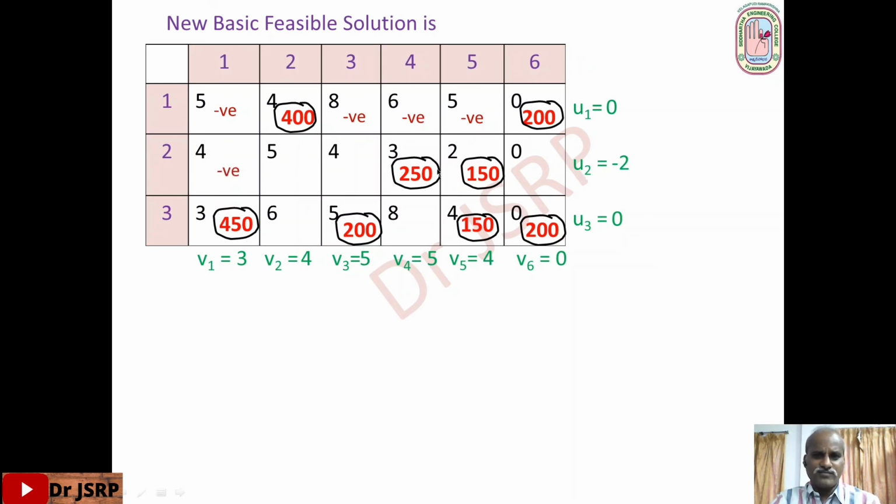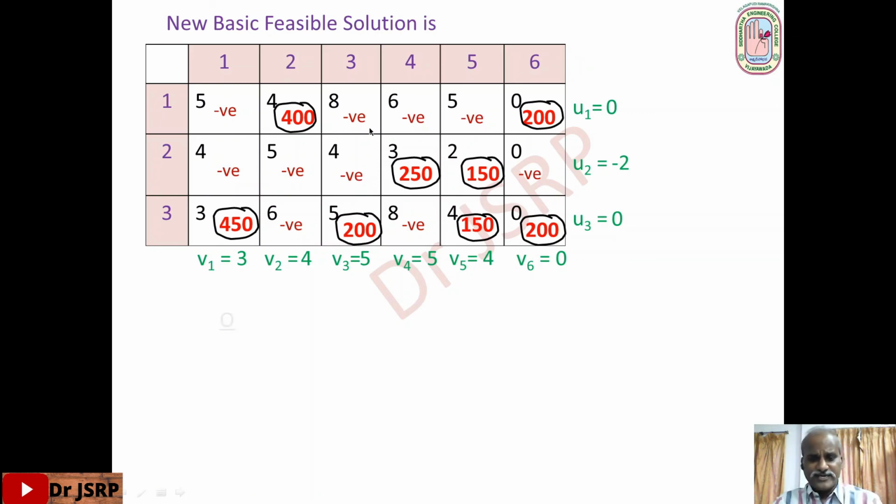For this, U value minus 2 plus V value 4, minus 2 plus 4 is 2, 2 minus 5 is minus 3, negative. Next, U value minus 2 plus V3, 5, minus 2 plus 5 is 3, minus 4 is minus 1, negative. Next here, minus 2 plus 0 minus 0, negative. Here, 0 plus 4 minus 6 is minus 2, negative. Here, 0 plus 5 minus 8 is minus 3, negative. Okay, so these are the penalties for all non-basic cells.